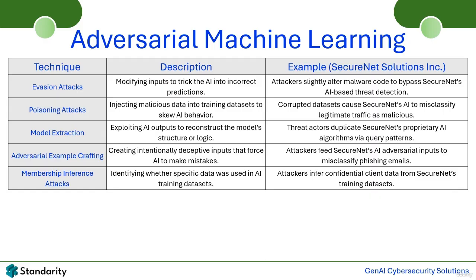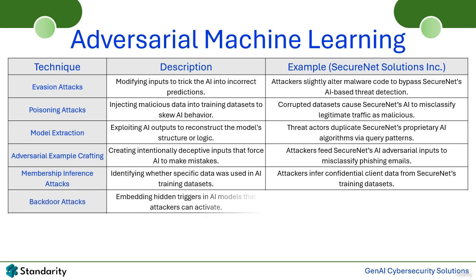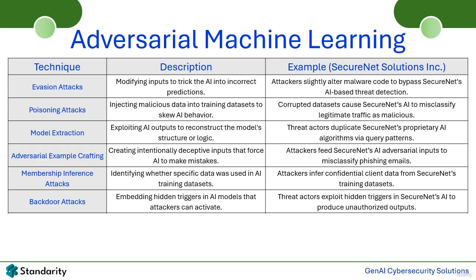In membership inference attacks, adversaries determine whether specific data was used in training, which poses significant privacy risks. SecureNet faced instances where attackers inferred confidential client data from their AI systems. Moreover, backdoor attacks embed hidden triggers into AI models that attackers can activate later. SecureNet discovered such triggers in one of their AI modules, leading to unauthorized outputs.